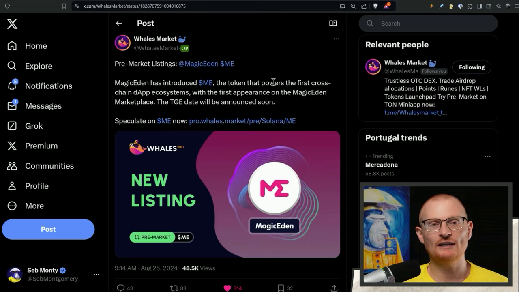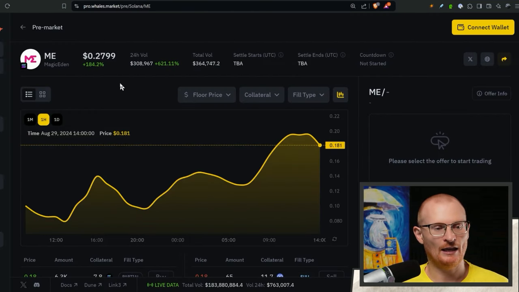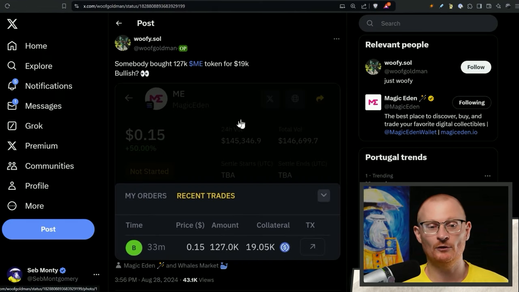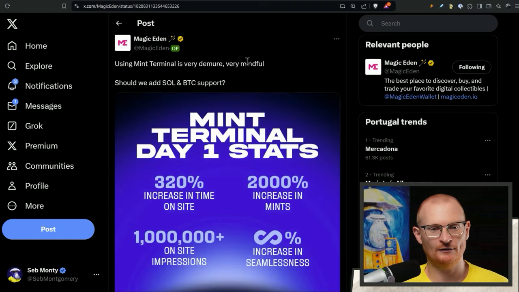Pre-market listing for Magic Eden's token. I don't know a lot about it. I'm not trading it or anything like that. I'm not going to be selling it. But if you want to buy or sell, you can do it at Whales Market. Got a link below. And the Magic Eden token has just climbed up significantly, up to 27 cents per token. Somebody just bought at 15 cents for $19,000. So a bit of a bullish vibe there. They could go and sell it right now for a nice little arbitrage.